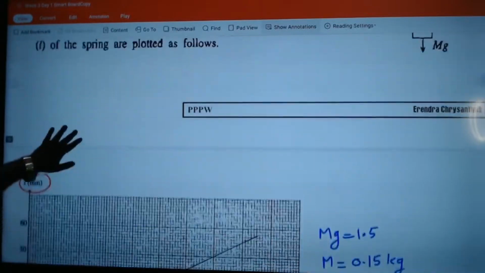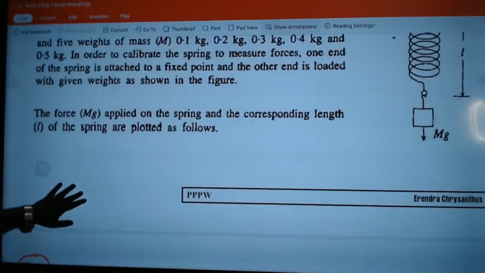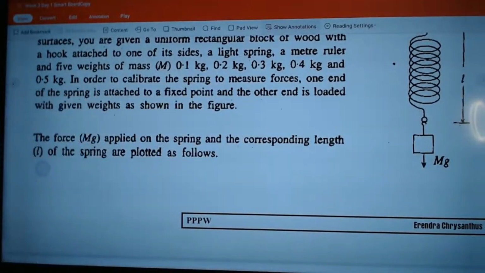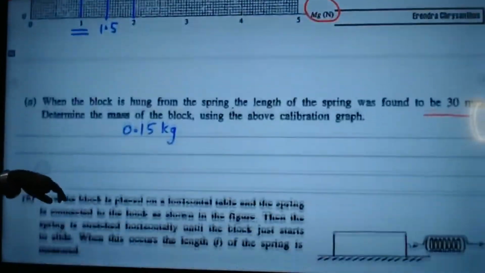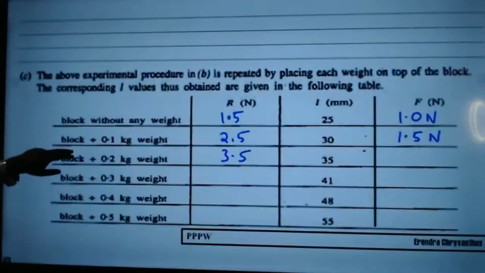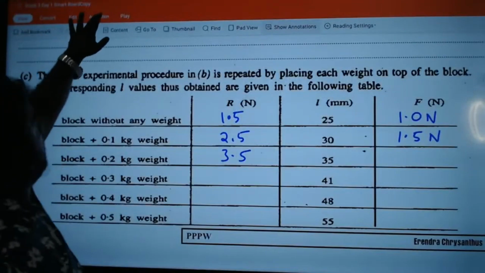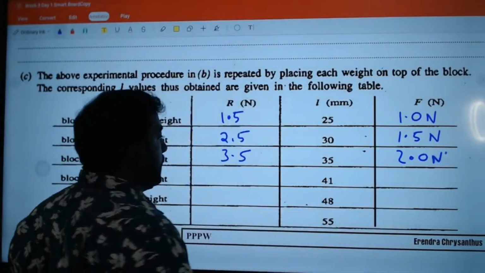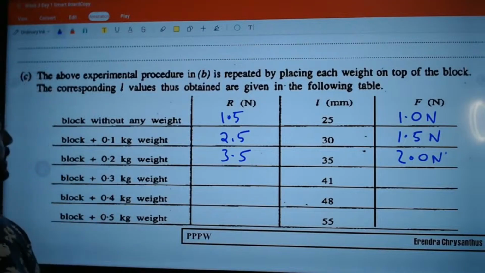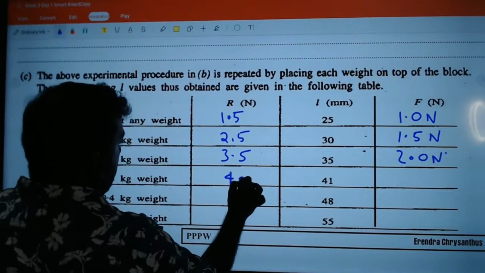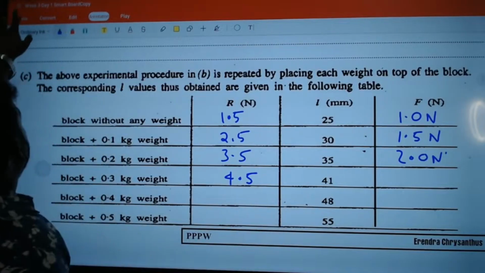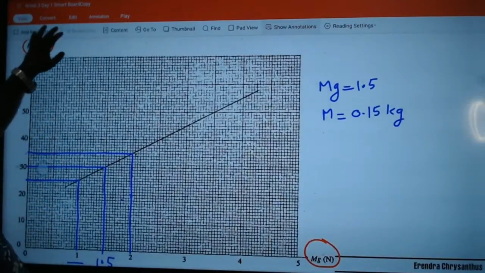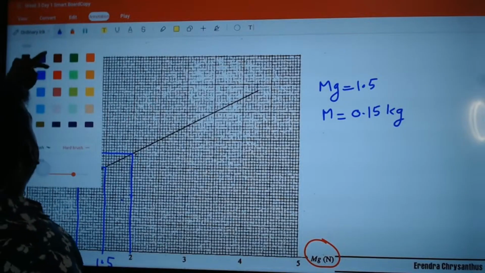Here if you read the question, they are given you whatever force you are pulling on is given. So you are pulling here, pulling force is 2 Newton. Whatever force you are pulling. So your pulling force is 2.0 Newton. Here, 4.5. 41 millimeter.